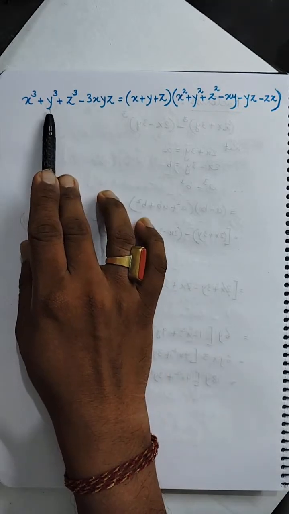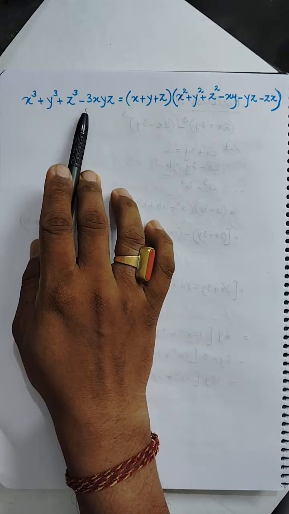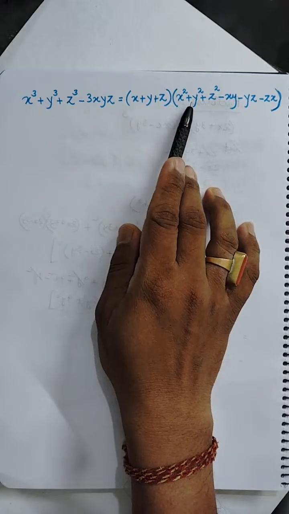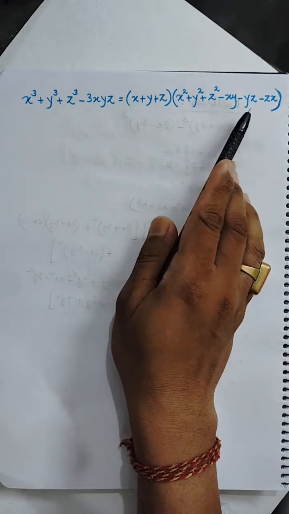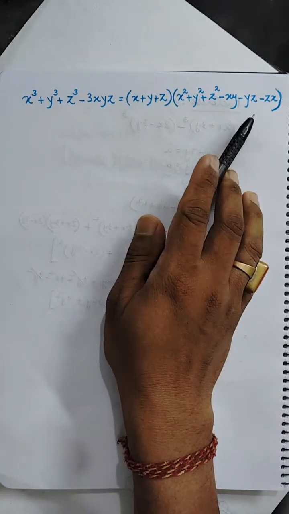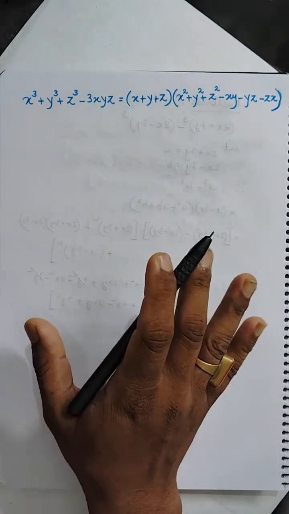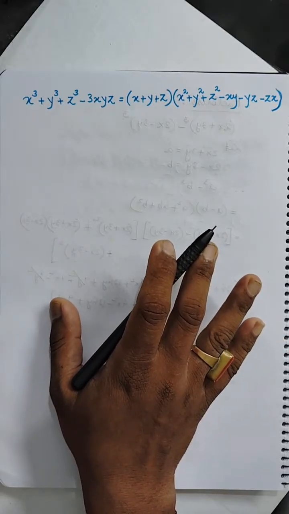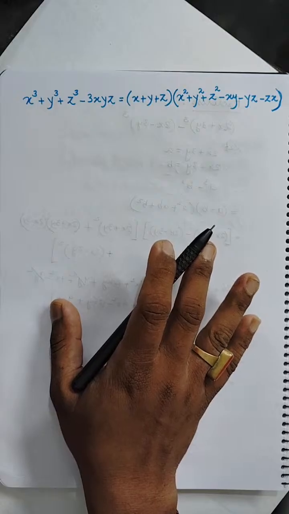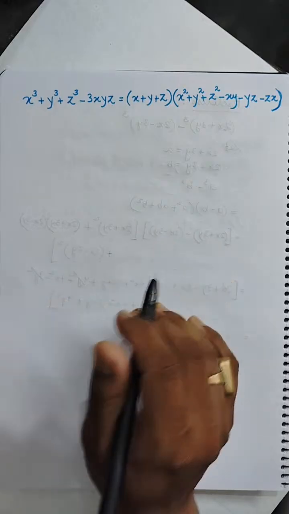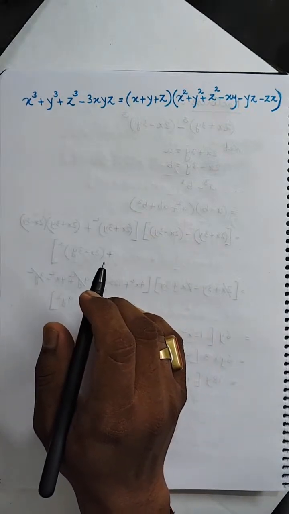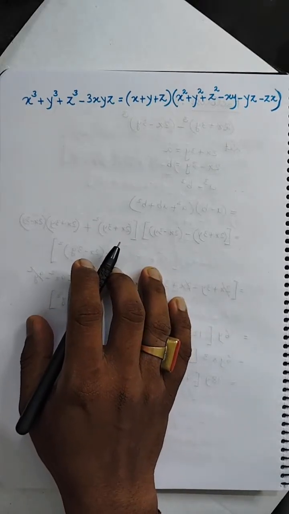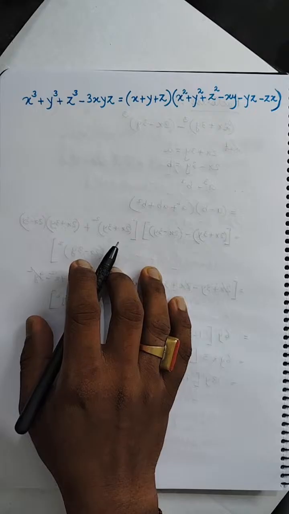So we have x cube plus y cube plus z cube minus 3xyz equals x plus y plus z multiplied by x square plus y square plus z square minus xy minus yz minus zx. I have seen students find this identity very difficult, mostly because it is very long. Like I always say, if we know how to derive it, then our factorization part becomes very easy. So let's learn how to derive this identity and then we will go for solving questions.